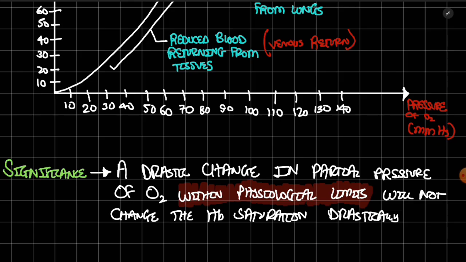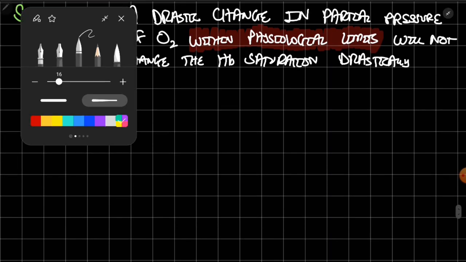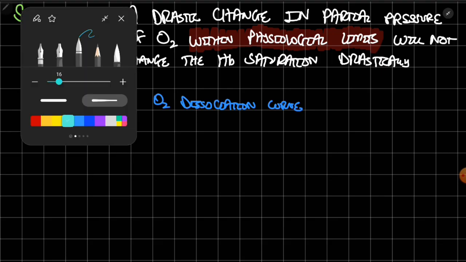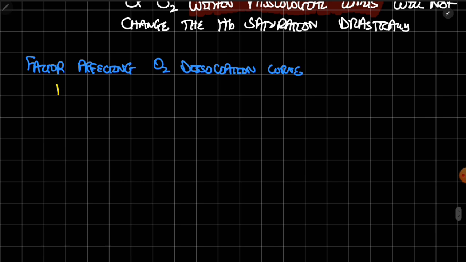Okay, so there are some factors which affect the curve. I will write factors affecting the O2 dissociation curve. Some factors cause the O2 dissociation curve to shift to the right. I have a personal trick to remember: every time it is not right. This is my personal trick. It may be a little childish, but to remember I have applied this trick.